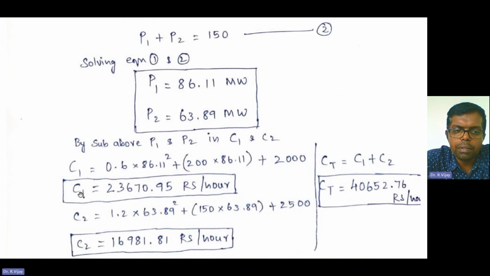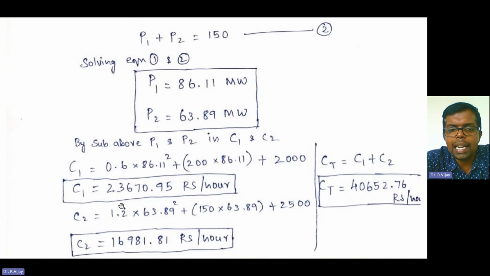So while solving, we are getting the cost function as 23,670.95 rupees per hour. Similarly, I'm substituting P2 is equal to 63.89 megawatt in C2. This cost function 2 becomes 1.2 into P2 squared plus 150 into P2 plus 2,500. Substituting P2 is equal to 63.89 here and simplifying, we are getting the C2 cost as 16,981.81 rupees per hour.